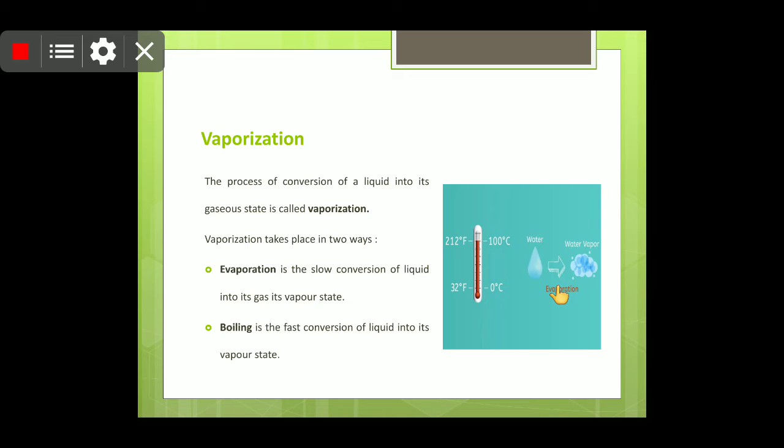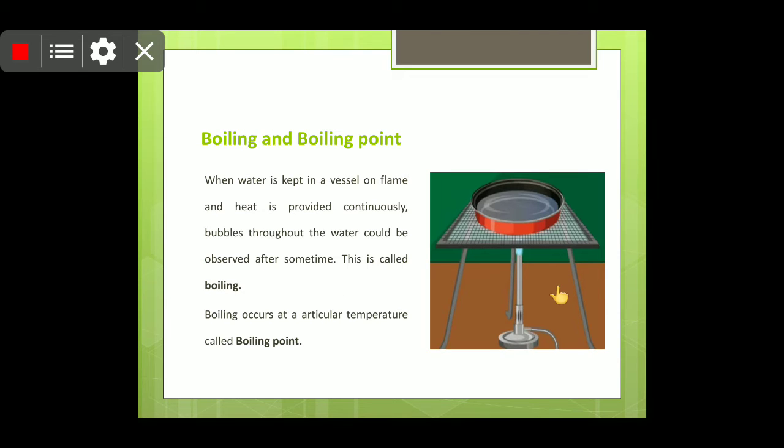Vaporization takes place in two ways that I have already told you, children. Evaporation is a slow process, and the conversion takes place at a slower rate. Now, children, it can happen at any temperature. There is no fixed point of temperature for evaporation. And boiling is the fast conversion of liquid into its vapor state. So children, here we will see boiling. As you can see that in a container water is kept and a burner is lit up.